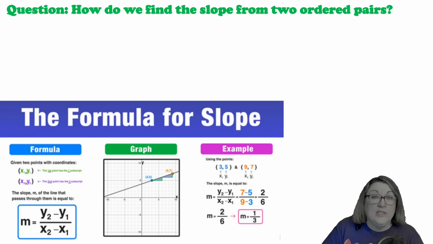But we can use this with graphs. We can use this with ordered pairs. And if you don't know how to calculate slopes without a formula from graphs and tables, you might want to watch that video first and then come back to this one to learn how to use the formula.